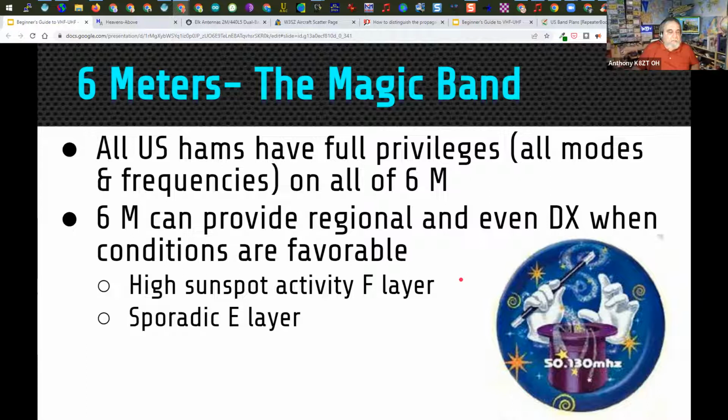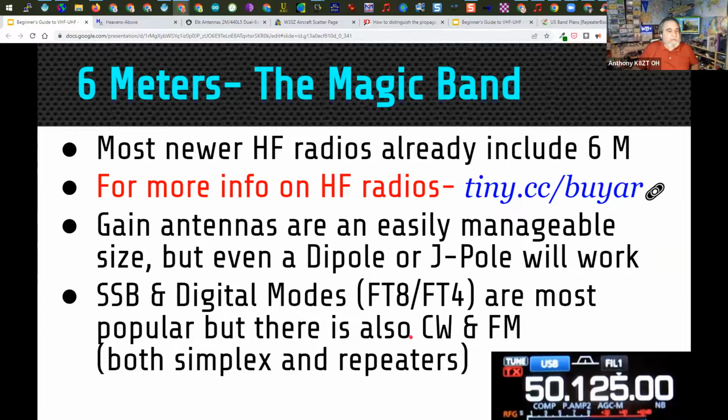Most newer HF radios already include 6 meters, so you don't need to buy a separate radio if you have an HF radio already. And again, as I talked about in one of the two previous weeks, I have a whole session on buying amateur radio equipment. Gain antennas are easily manageable in size, but even a dipole or a simple J-pole will also work on 6 meters. Single sideband and digital modes, FT8 and FT4, are most popular, but there's also CW and FM, both simplex and 6 meter repeaters.